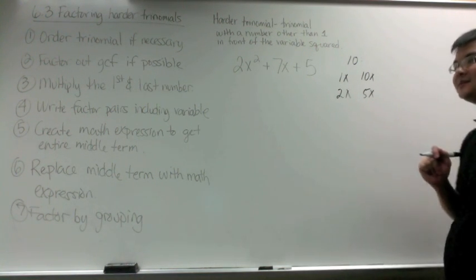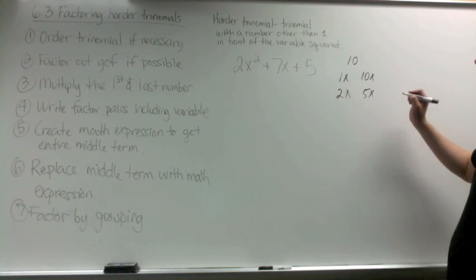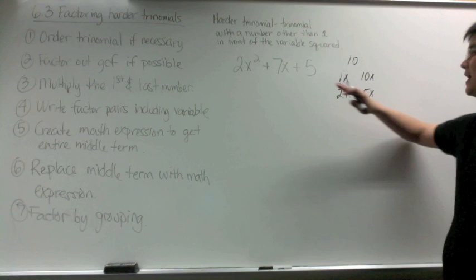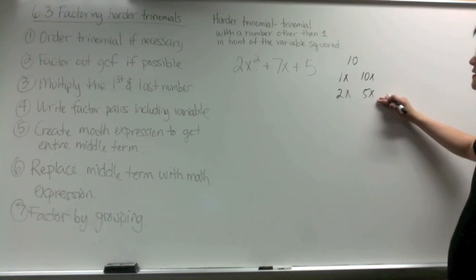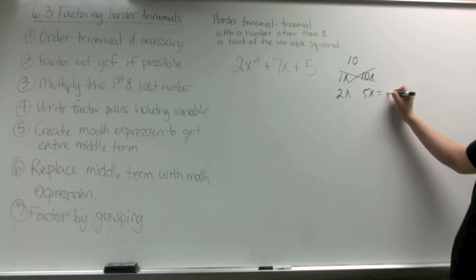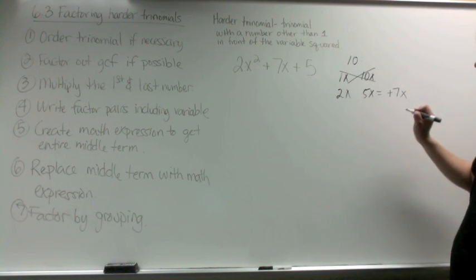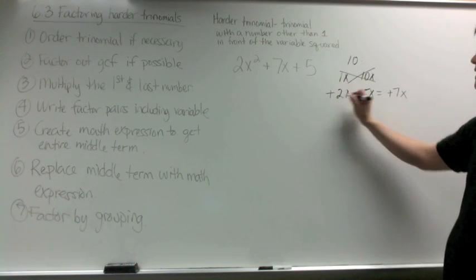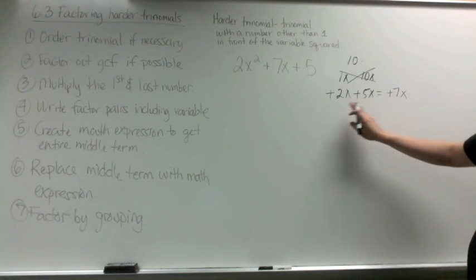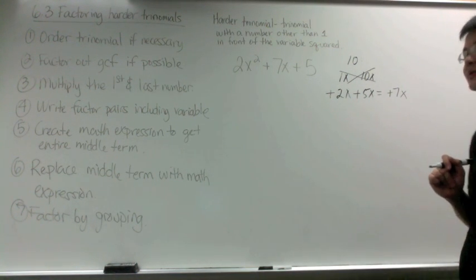Now our next step says create a math expression to get the entire middle term. The entire middle term is a positive 7x. Of these two factor pairs, the top one does not get us that. 2x and 5x is the only one that would get us a positive 7x. Now we're going to complete the math expression with positive and positive. Step 6, replace the middle term with the math expression.